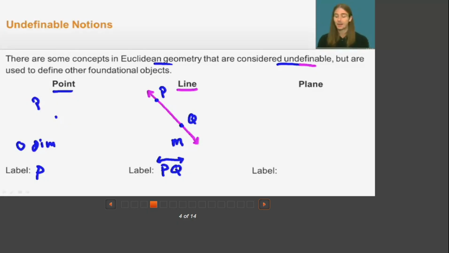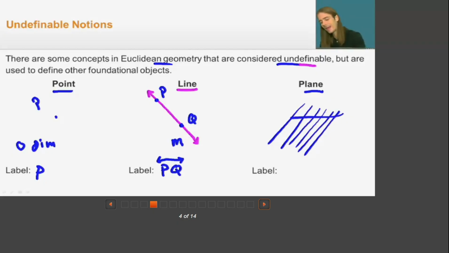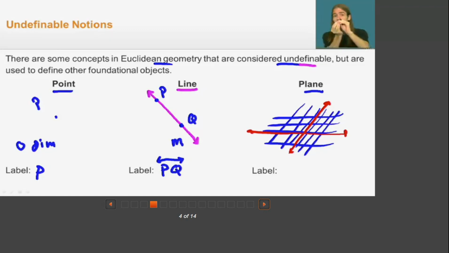The next undefined notion that we have in Euclidean geometry is the concept of a plane. The way that we can describe a plane or think of a plane is as something consisting of infinitely many lines and that has a length and a width. Now we think of these as extending infinitely in their length and width direction. However, we don't give them any height whatsoever. They have zero height. So these are two-dimensional objects. And that contrasts with lines, which I said are one-dimensional objects. The way that we label or denote a plane is typically by using a script or an uppercase italicized letter. Here I can call this P, but I'm going to call it R.